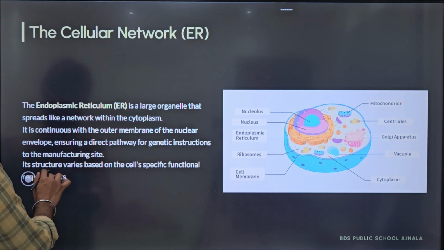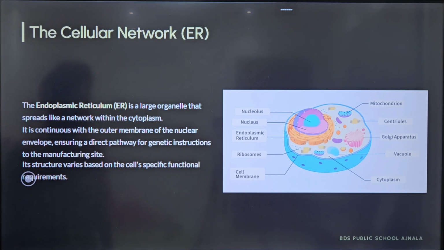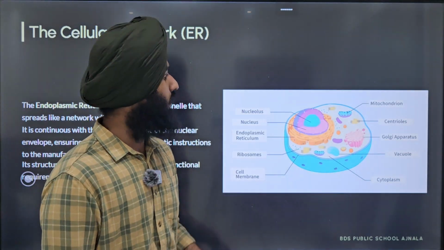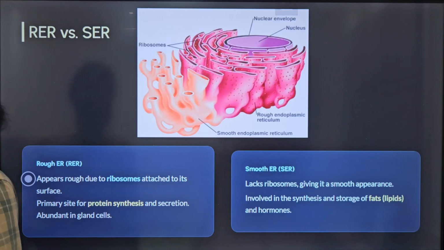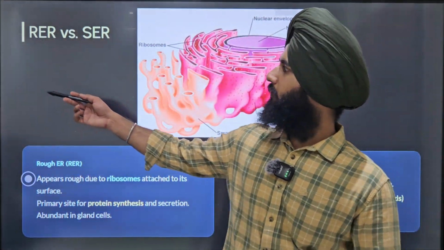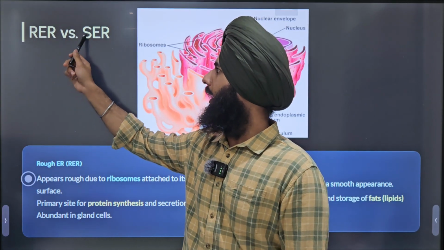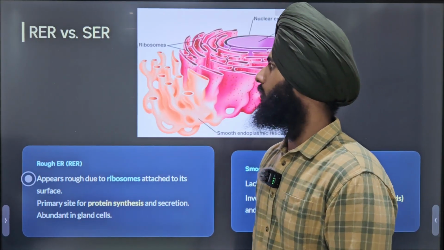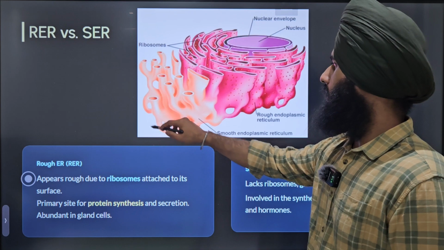Okay, its structure varies based on the cell's specific functional requirements. So if we are seeing its structure like this in this cell, it may be different in another. Now we'll understand the types of it. So it is of two types. First, over here, this R stands for rough, and this S stands for smooth. So rough endoplasmic reticulum and smooth endoplasmic reticulum.